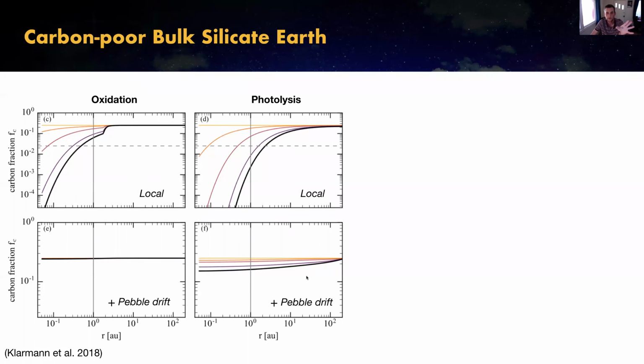However, if you include pebble drifts, so if you include pebbles coming into the inner solar system from a bit further out where this process is not so efficient, this doesn't work. So if you want to get rid of refractory carbon on the grain surface, you cannot have any material coming in from the outer disk.